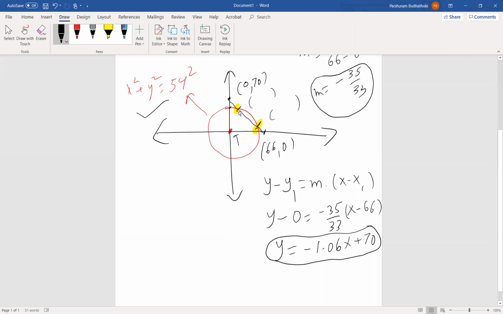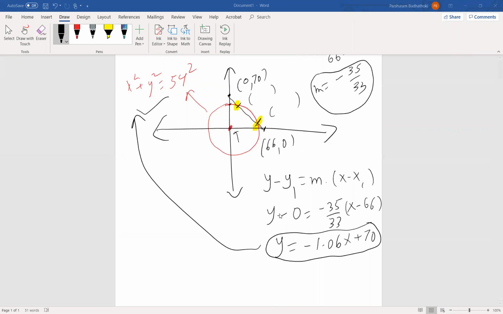Now, because we are looking for the distance between the first point and the second point, we need to find the point of intersection between this line and the circle. So we are going to substitute the value of y in the equation of the circle here.